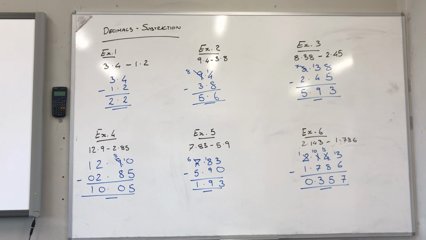I then couldn't do 0 take away 7, so I then borrowed from the units, giving me 10 take away 7, which is 3, and 1 take away 1 is 0, with decimal point, so it's 0.357. So that is decimal subtraction.